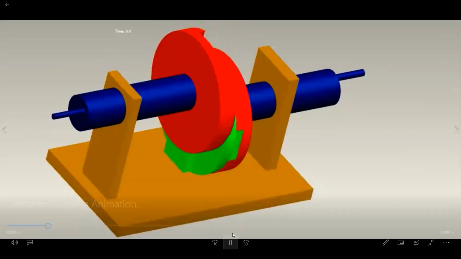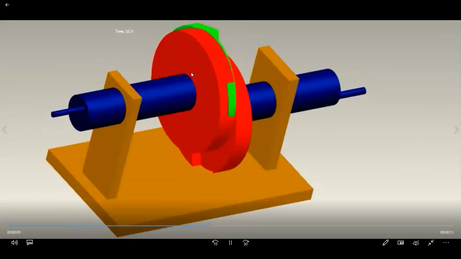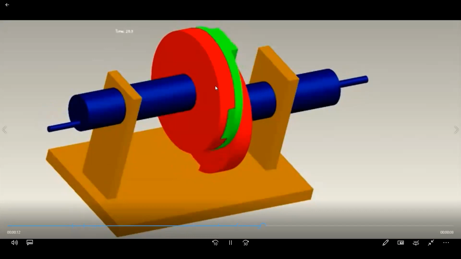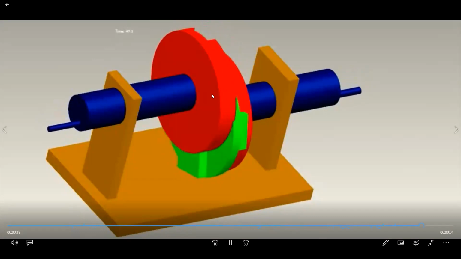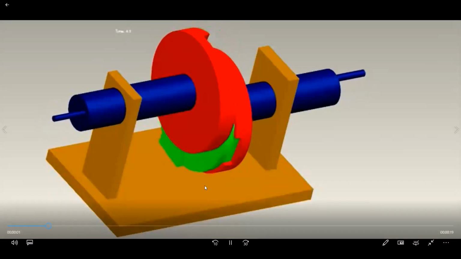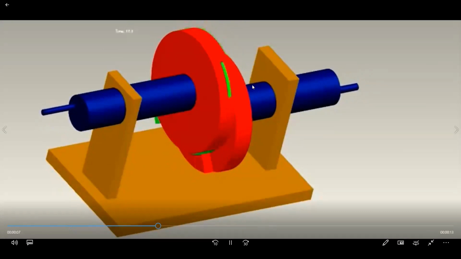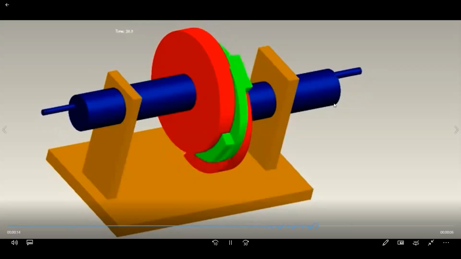Okay. See how this action is happening. It is one shaft with flange, and this intermediate piece is provided with tongues, its projections. So as it is rotating, its projections are also sliding in these slots of the flange. So power is transmitted from this shaft to this shaft.